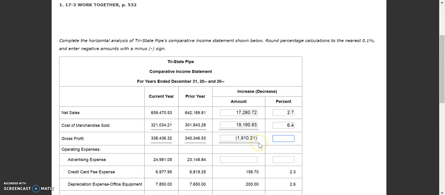Okay, so notice that if we put the negative in, when we tab over, it's going to put it in parentheses for us. So we do have to follow this enter negative amounts with a minus sign. So when we take our decrease amount of 1,910 and divide by our prior year amount of 340, we get negative 0.6%. Go ahead and hit tab and it'll add in your parentheses for us.